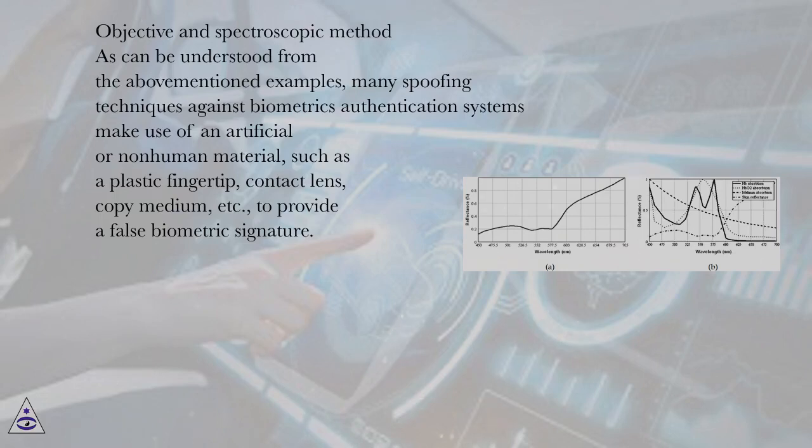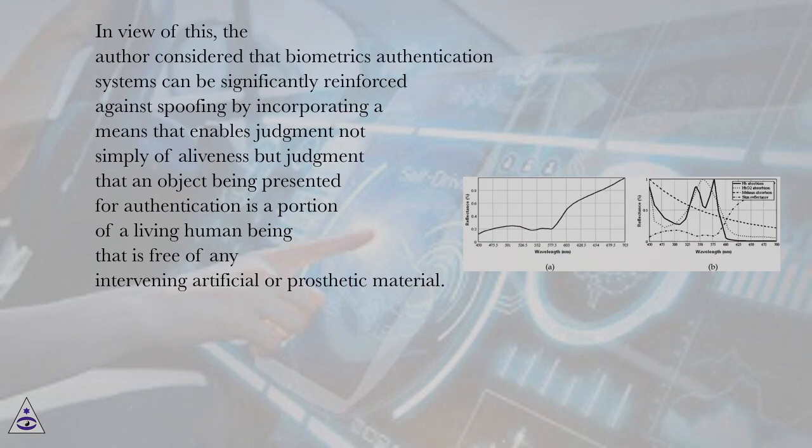Objective and spectroscopic method. As can be understood from the above-mentioned examples, many spoofing techniques against biometrics authentication systems make use of an artificial or non-human material, such as a plastic fingertip, contact lens, copy medium, etc., to provide a false biometric signature. In view of this, the author considered that biometrics authentication systems can be significantly reinforced against spoofing by incorporating a means that enables judgment not simply of aliveness but judgment that an object being presented for authentication is a portion of a living human being that is free of any intervening artificial or prosthetic material.